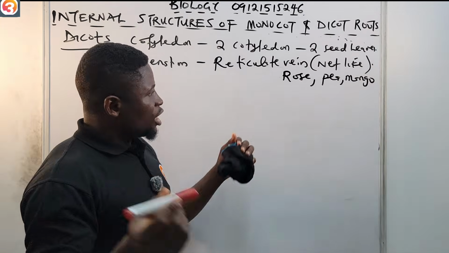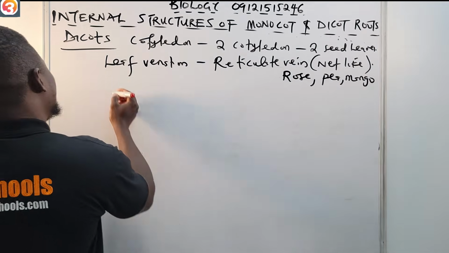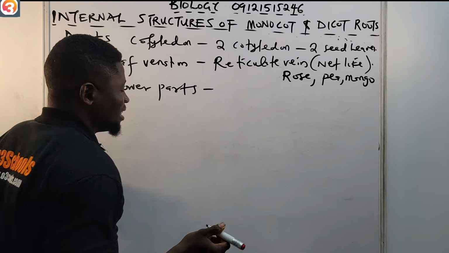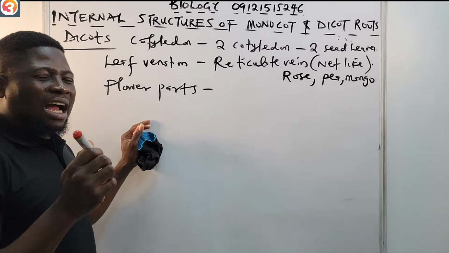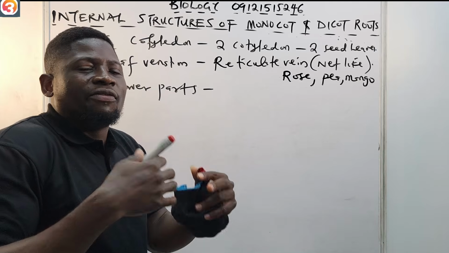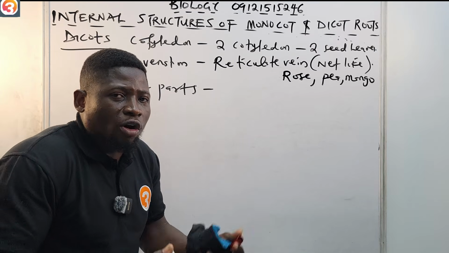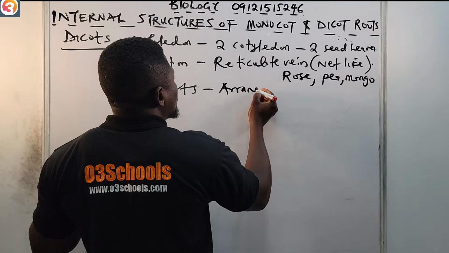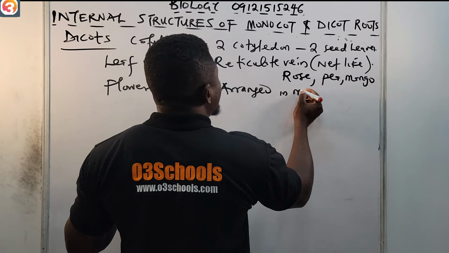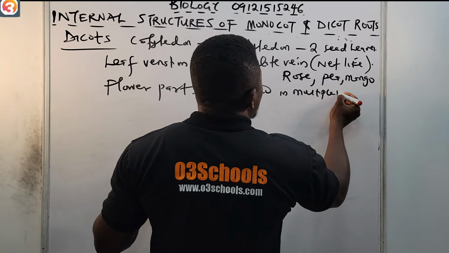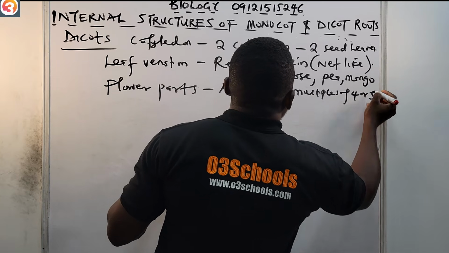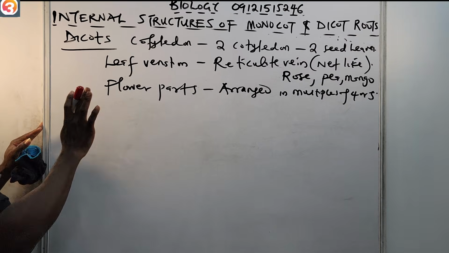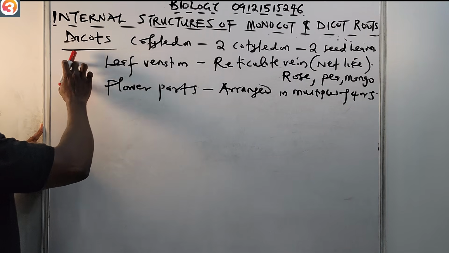Also, another classification is in terms of their flower parts, or floral parts. For dicots, their flower parts are arranged in multiples of 4 or multiples of 5. So the flower part is usually arranged in multiples of 4 or 5 for dicots.